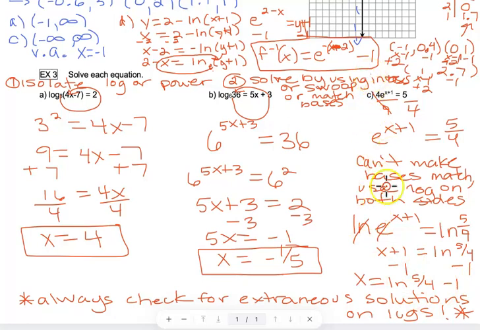Now, this is not a logarithmic equation, it was exponential, so I don't have to check for extraneous solutions here. Also, unless it specifically tells you to round, that means it wants an exact answer, so you do need to leave it with the log in the answer unless it tells you to round it.